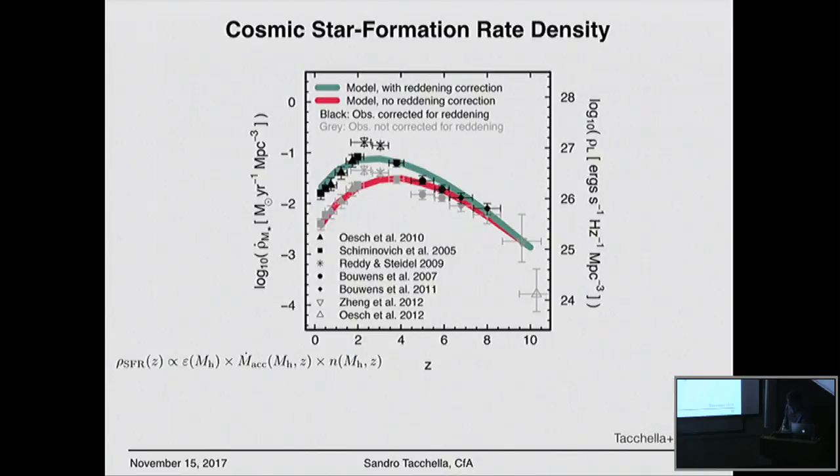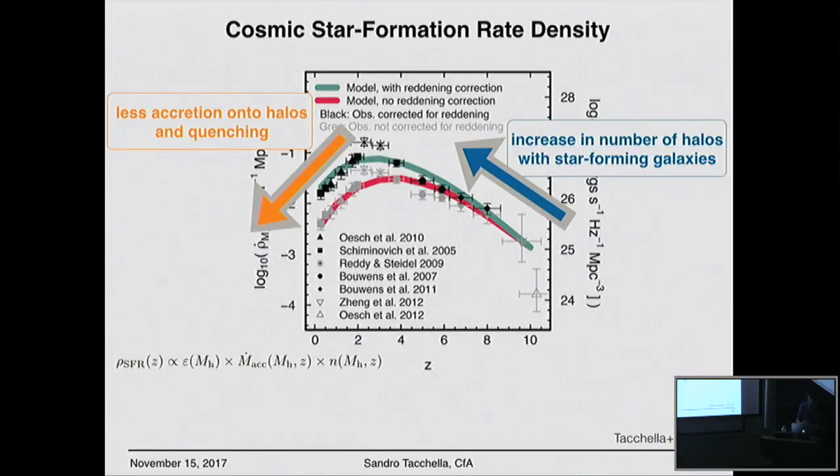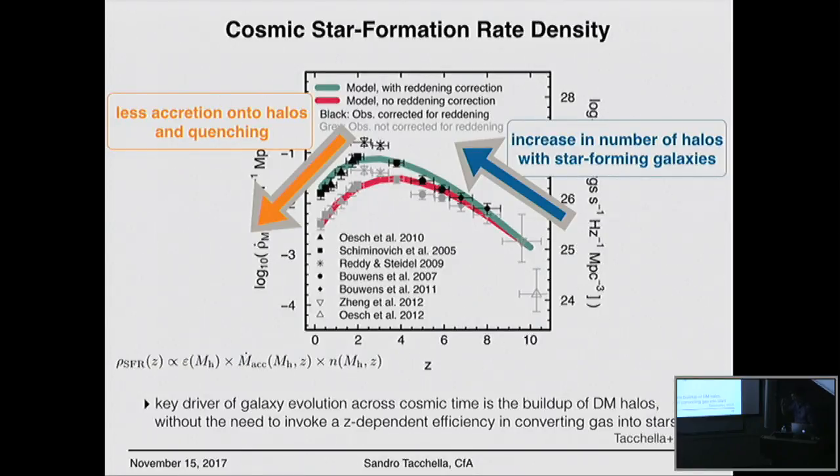And of course, the question is, what are the key drivers? At early times, it's an effect of having more and more galaxies that are able to host star formation and form stars efficiently. Then there is a peak and a decrease, and this is because there's a lot less accretion onto individual halos, but also in some halos the galaxies are actually switching off their star formation. The key thing to take away is that we can understand the evolution of the cosmic star formation rate density without invoking any redshift-dependent efficiency in converting gas into stars.